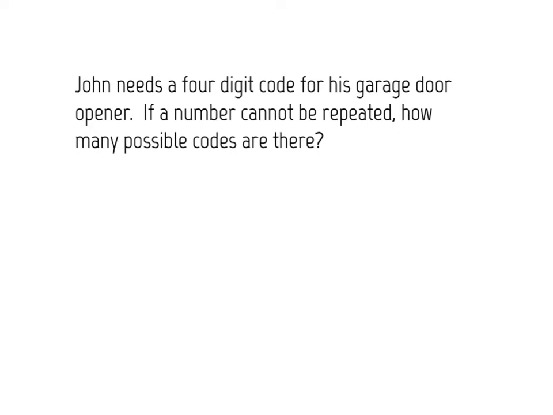Many of you have codes for your garage door openers. John needs a 4-digit code for his garage door opener. If a number cannot be repeated, how many possible codes are there? He needs a 4-digit code, so 1, 2, 3, 4. Here's where we're going to use a partial factorial, okay? So 4-digit code, he has 10 possible numbers to go in the first spot, 0, 1, 2, 3, 4, 5, 6, 7, 8, 9. But it cannot be repeated, so only 9 possible numbers there, only 8, only 7.